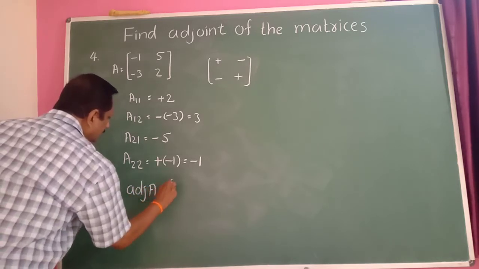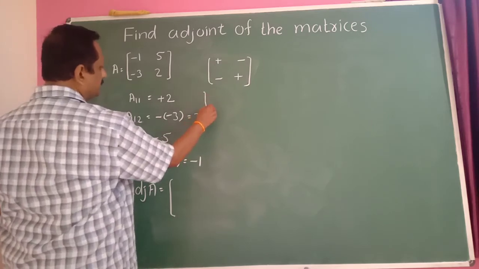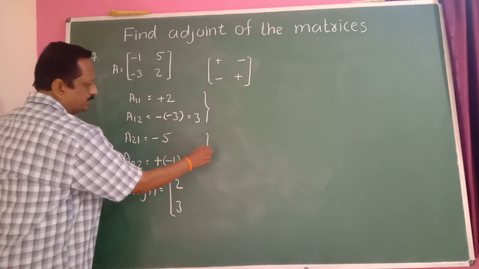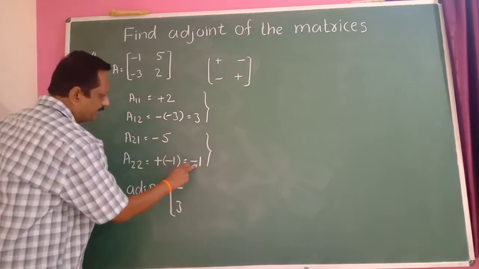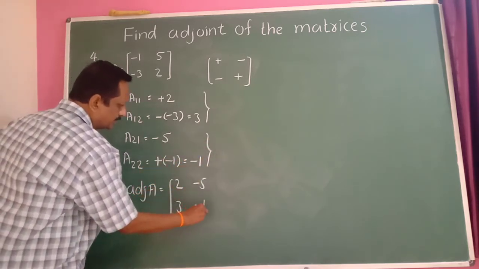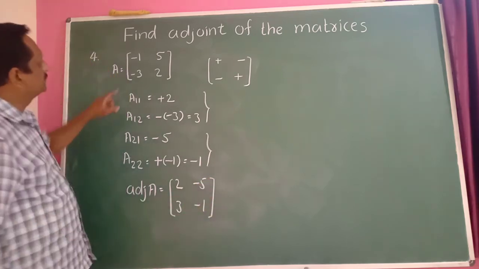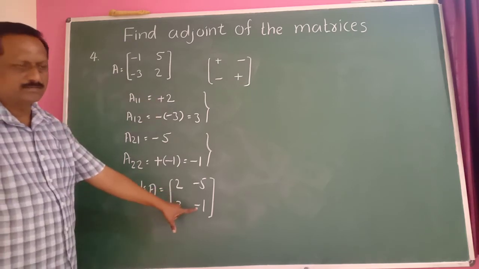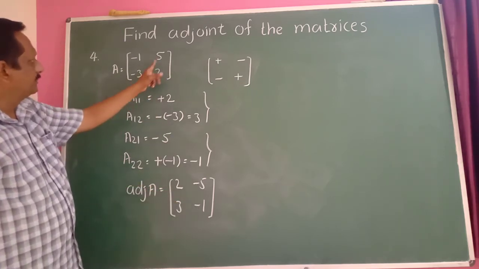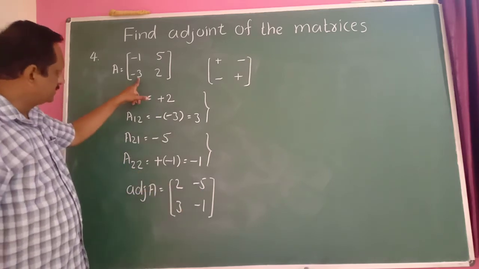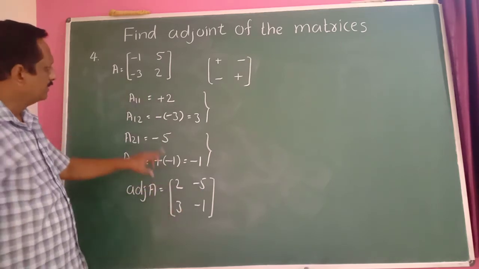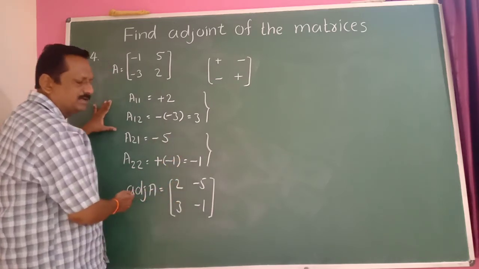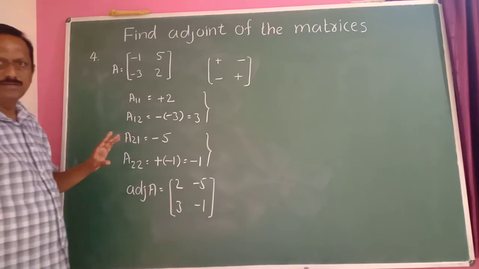The adjoint of the matrix is: write the elements in the column here, 2, 3. And these two elements in the second column, minus 1, minus 5, minus 1. Just observe here, minus 1, 2 in the given matrix, and in the adjoint of the matrix, 2 minus 1. And here we change the sign: plus 5 becomes minus 5, minus 3 becomes plus 3. Therefore, write these two elements in the first column and these two elements in the second column, and that becomes the adjoint of the matrix.